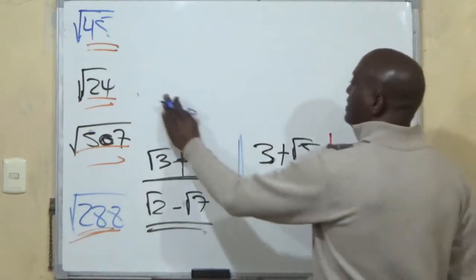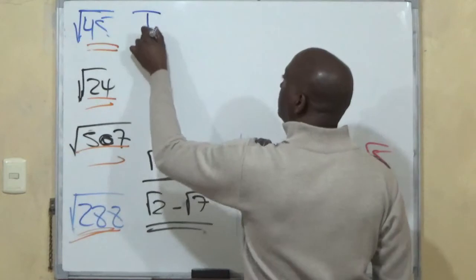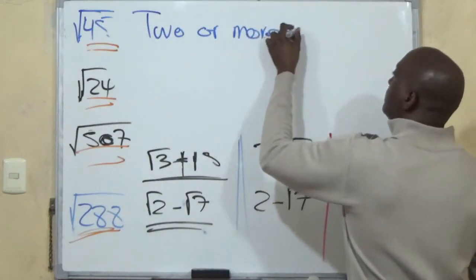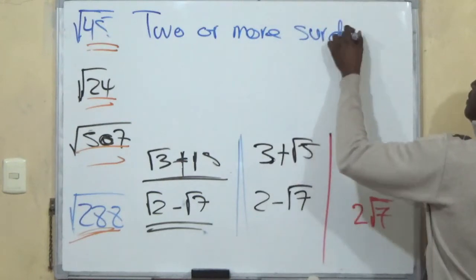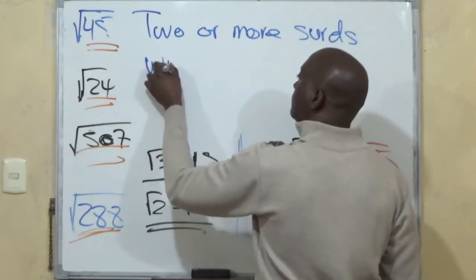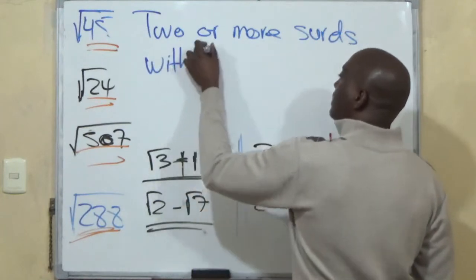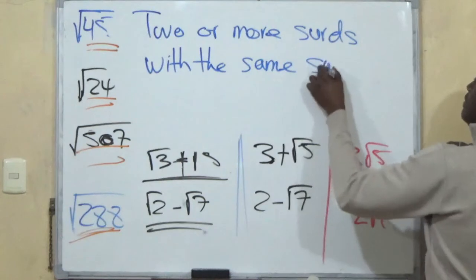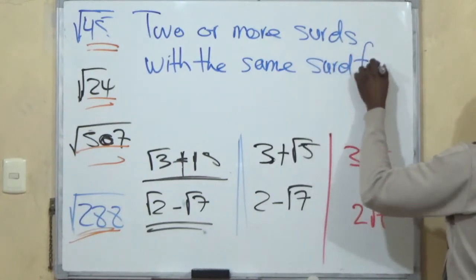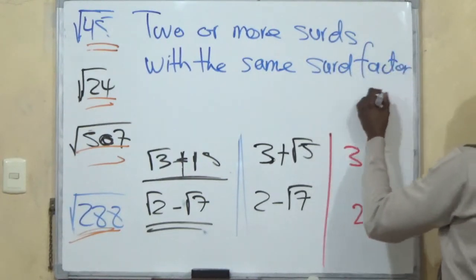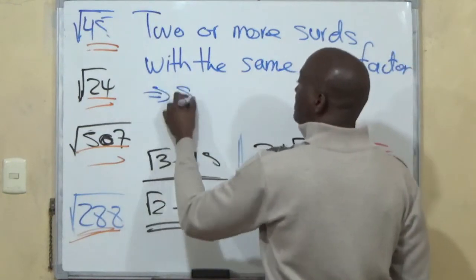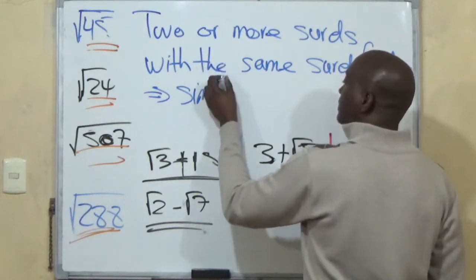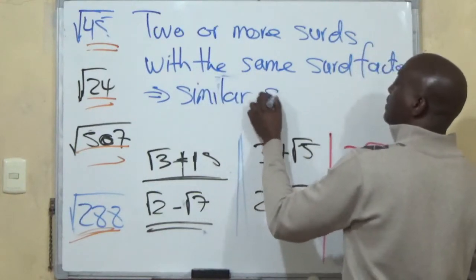All right? So anytime you have two or more surds with the same surd factor, we refer to those as similar surds. Similar surds. You see how much fancy vocabulary we're using?